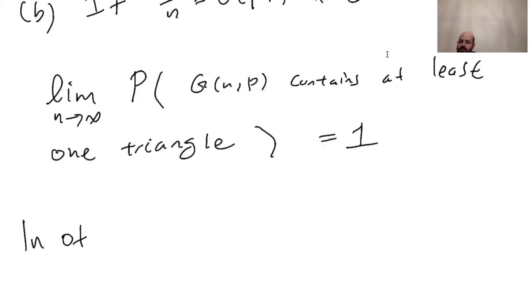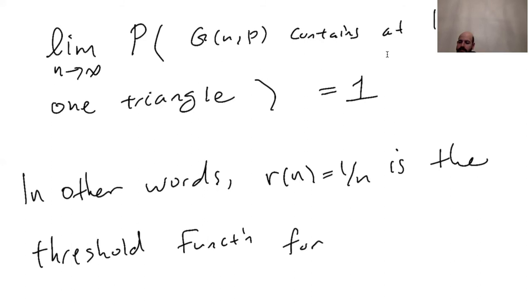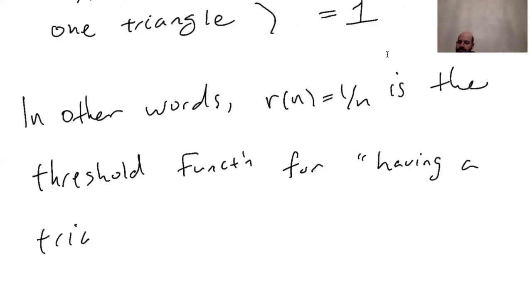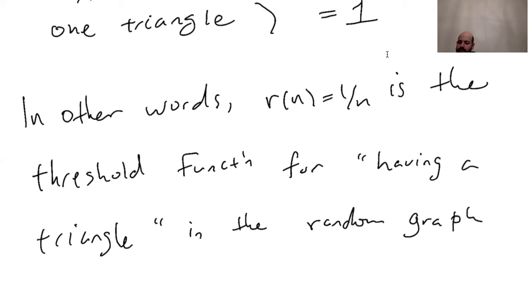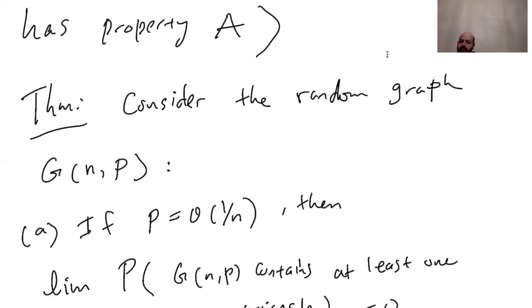In other words, r of n equals 1 over n is the threshold function for having a triangle in the random graph G of n and p. Okay, so there are two things.